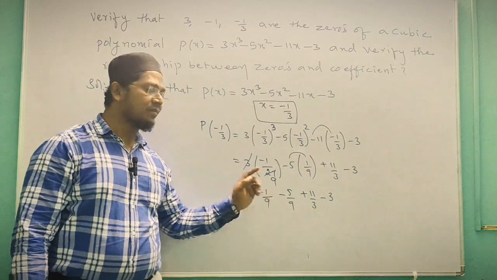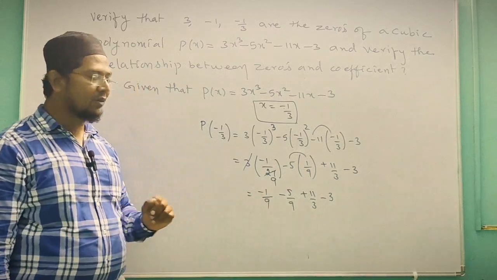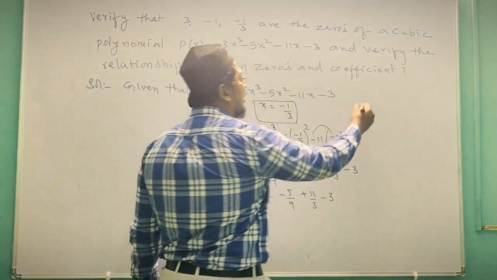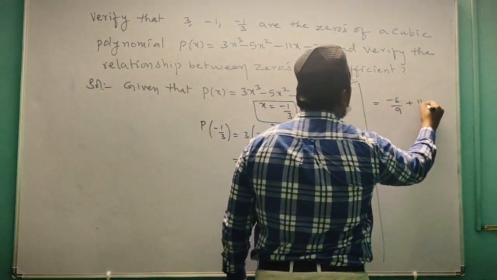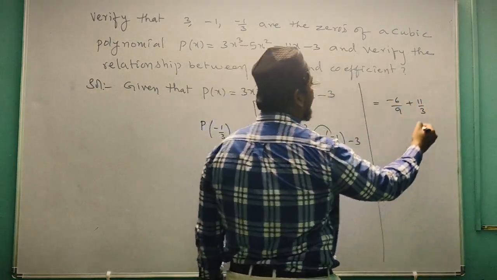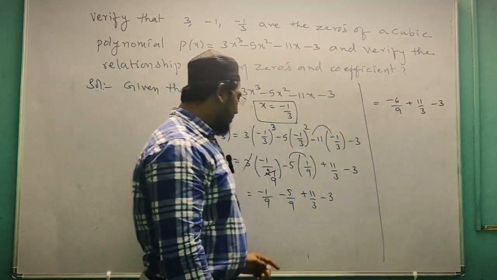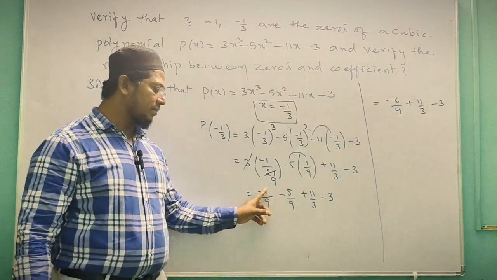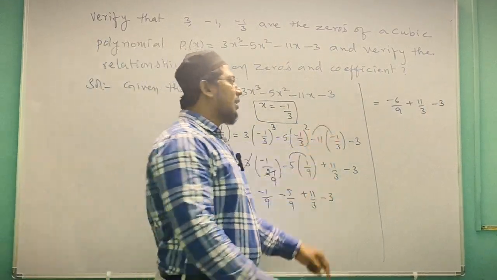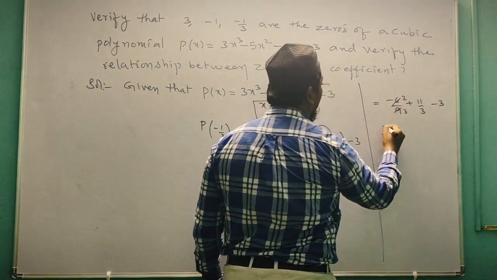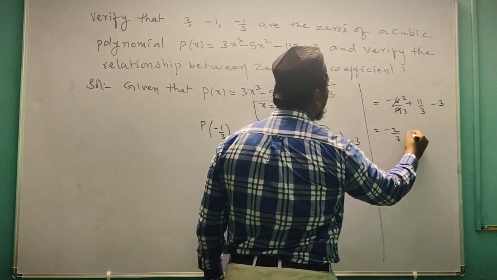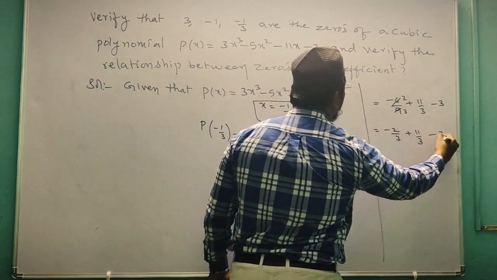Okay, minus 1 minus 5, what we have? Very good, minus 6 upon 9. Continue here, minus 6 upon 9 plus 11 by 3 minus 3. How do we get minus 6 upon 9? Minus 1 minus 5, minus 6, whole divided by 9. It will cancel again, 3 table. 3 2s are 6, 3 3s are 9. We have minus 2 by 3 plus 11 by 3 minus 3.